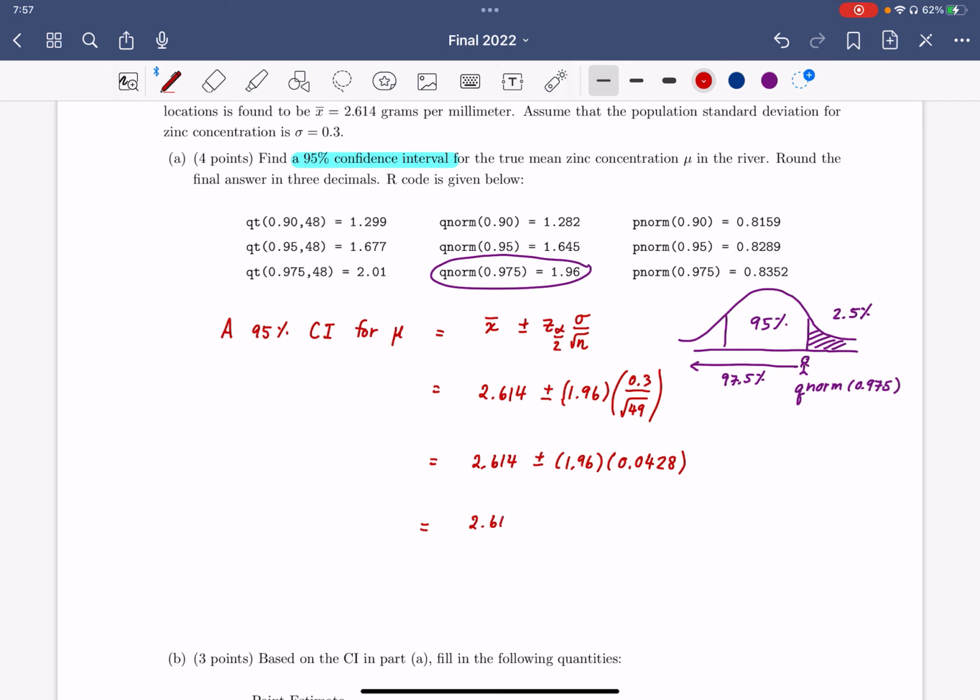All right, and then you just compute this one. I'm gonna compute this term and this term first. So 1.96 times 0.0428. Right, so I'm going to hit the calculator. This is actually 0.084. And then once you have that one, 2.614, I'm hitting the calculator now, plus or minus 0.084.